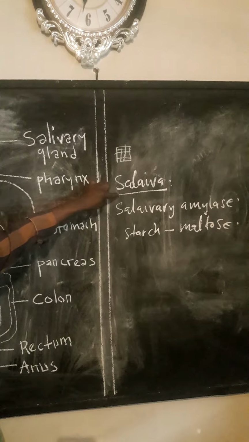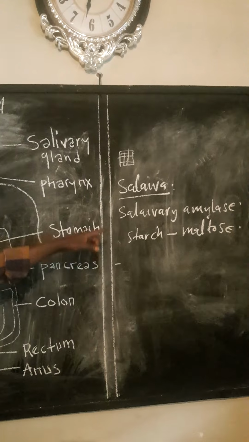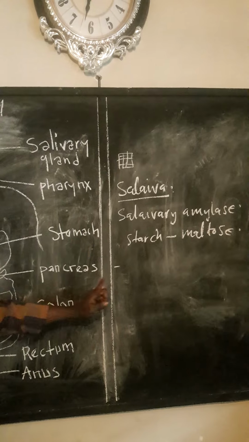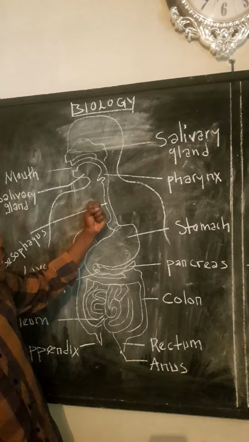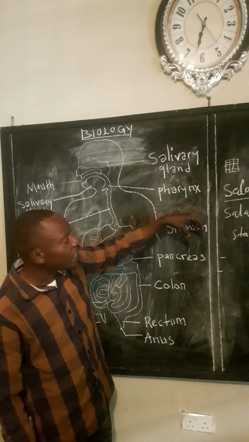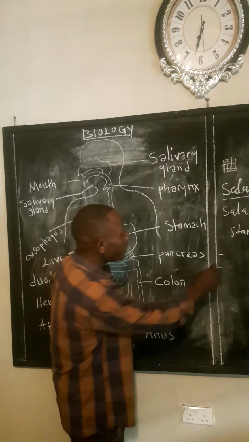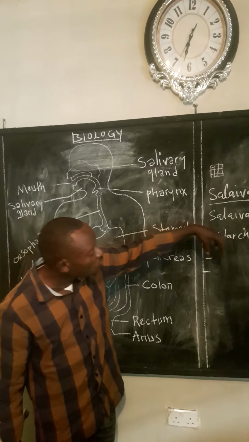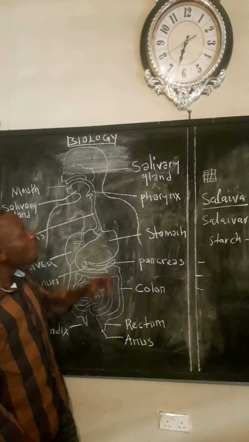Now, the same saliva has other functions also, apart from providing us with the enzyme which breaks down starch to maltose. Number one, the saliva lubricates the food so that the food can easily be swallowed down the esophagus. Number two, the saliva also softens the food. Number three, the saliva also cools the food.